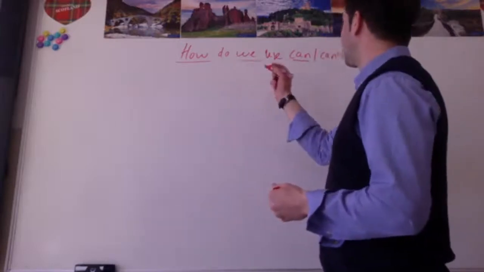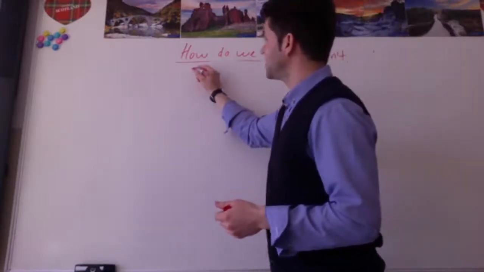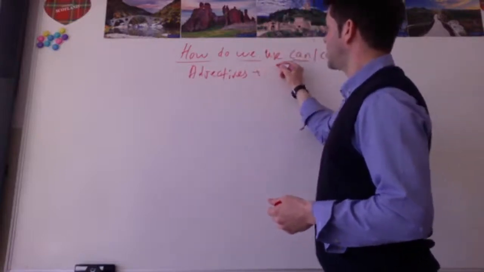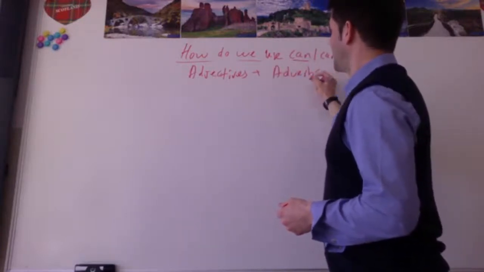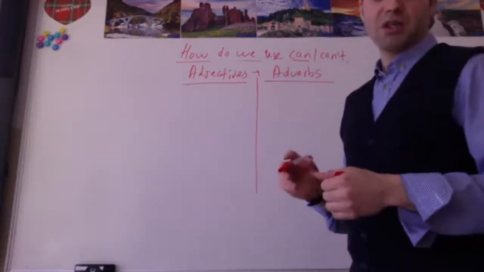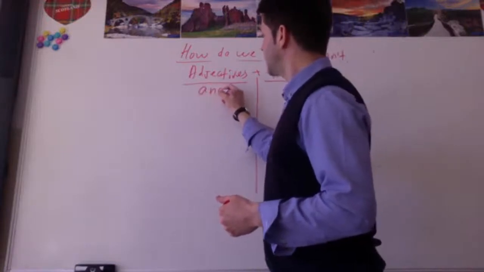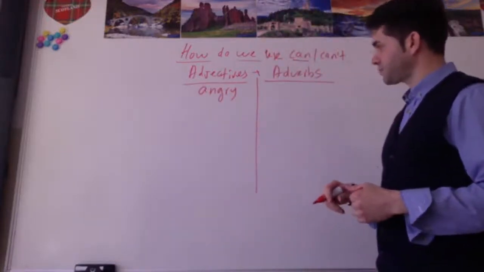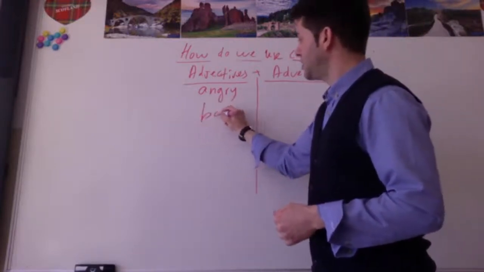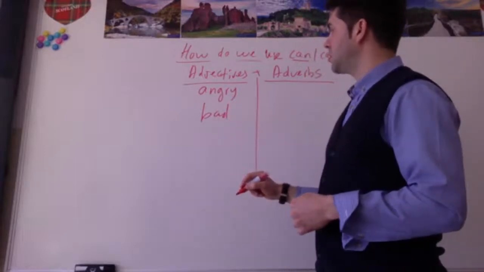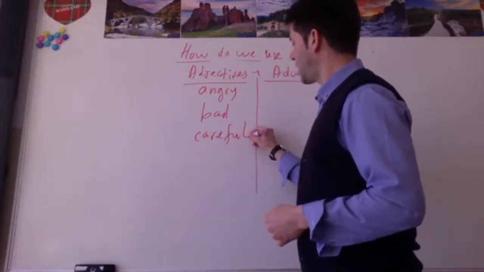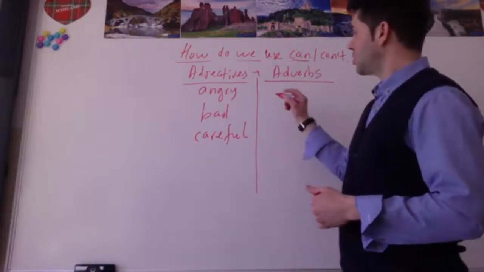So now adjectives plus adverbs. They're very important. I divide them into two parts. One adjective we say is angry. Let's put another one: bad. Let's put another one: careful. Three of them are enough. So how?